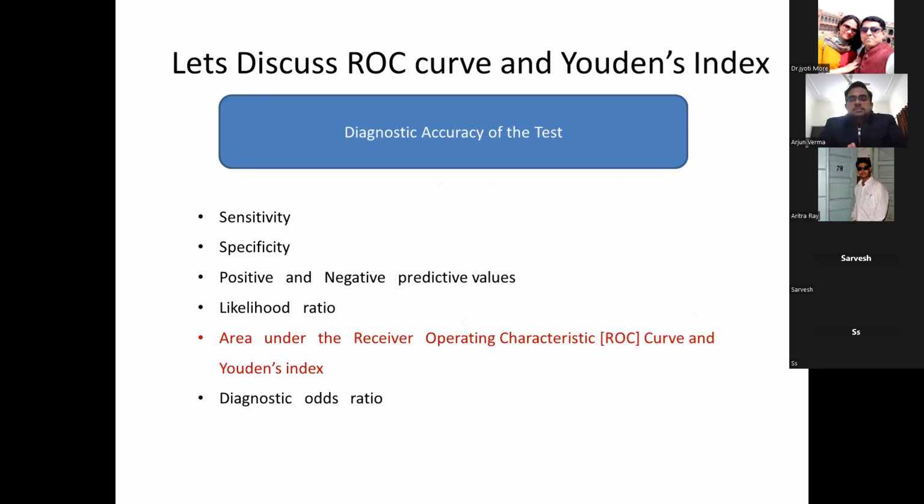So let's discuss the statistical part of this article. Before that, I need you all to concentrate on the diagnostic accuracy of the test. This is very important. For all the DM and the DNB candidates, this can be asked as a 10-mark question. This can be asked as a long question. This can be asked in the short questions. So many short questions can be built up from this topic. That's why I have taken it up.